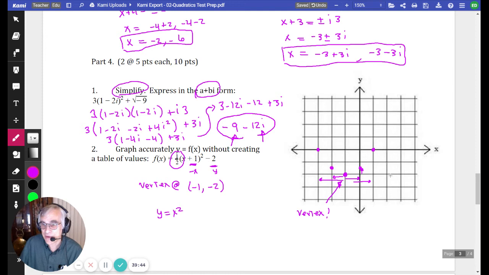Instead of going over 3 up 9, we're going to go over 3 up 4.5, which is half of 9. And the exact same thing on the left-hand side. So there's a whole bunch of points. And it says graph accurately. So the whole idea with accurate graphing is figure out as clearly as you can where the points are, and then connect them with a beautiful smooth curve. Maybe even smoother than this one.